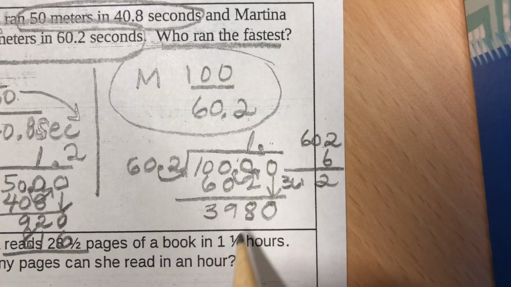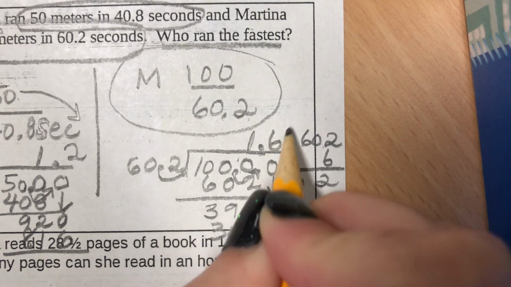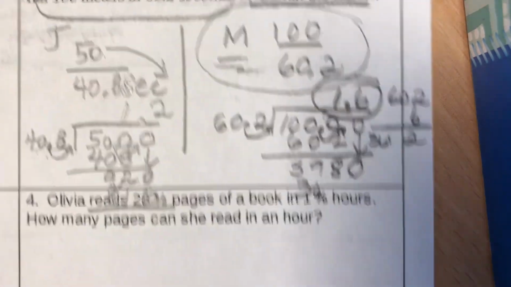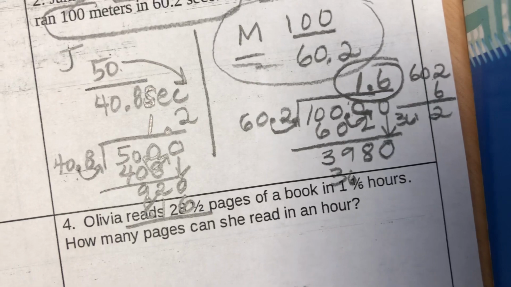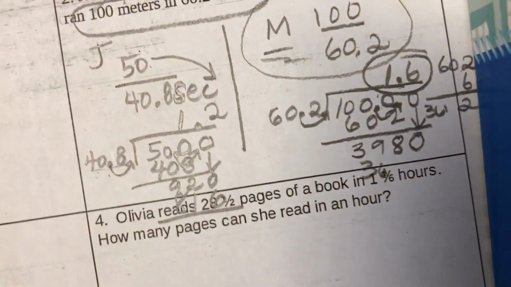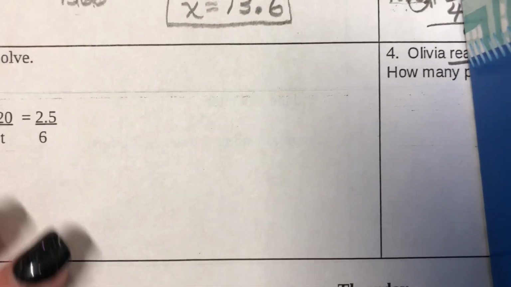Okay, that looks probably about as close as I can possibly get. So Martina is at 1.6. Martina is the fastest. Okay, and again, I could have made those decimals longer, but it doesn't really add or change my answer. So I'm just going to keep it moving.